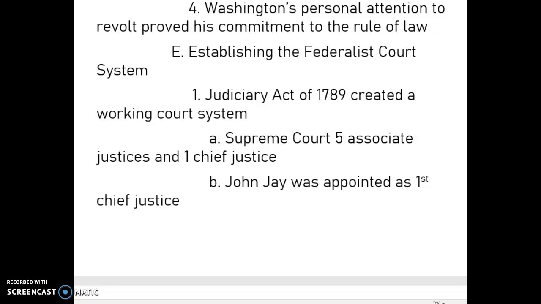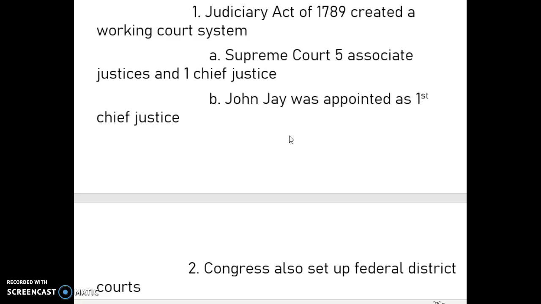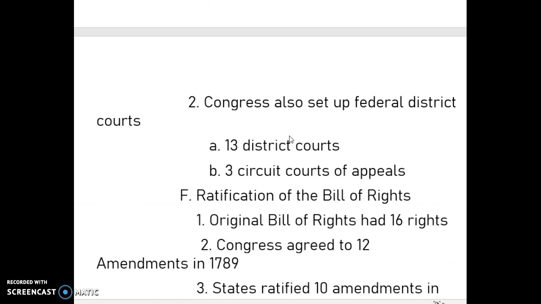The Constitution had allowed for the breaking of a tie in the Senate because the vice president could vote at times of a tie. But the Constitution had not created a way for the Supreme Court to break a tie, so this layout of the Supreme Court is going to change in a few years. John Jay was appointed as the first Chief Justice as a reward for his faithful service, and he was a good first Chief Justice. Under this act, Congress also established 13 federal district courts.